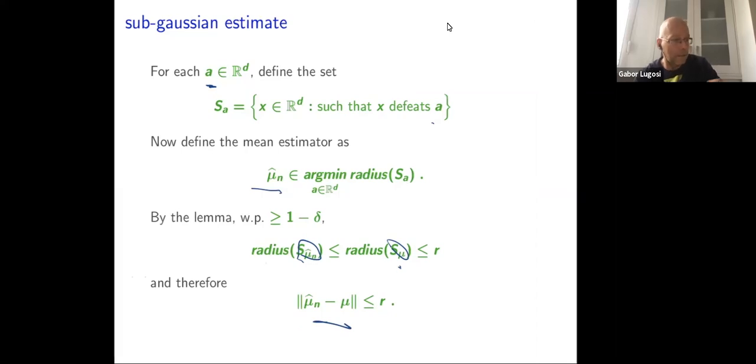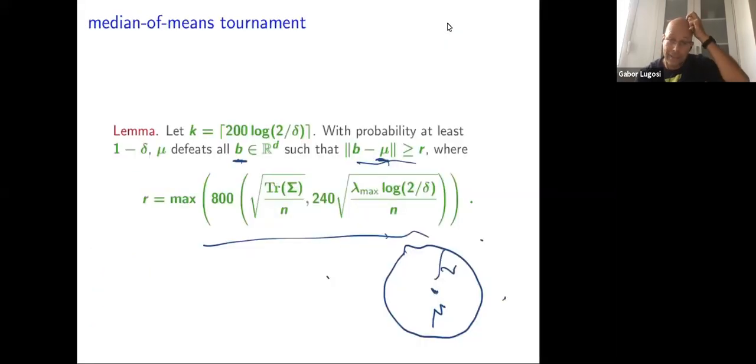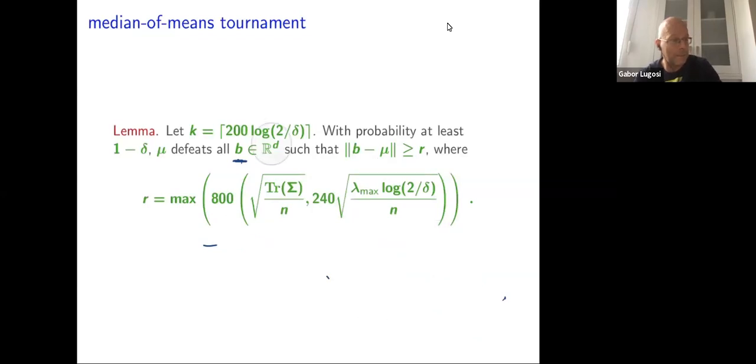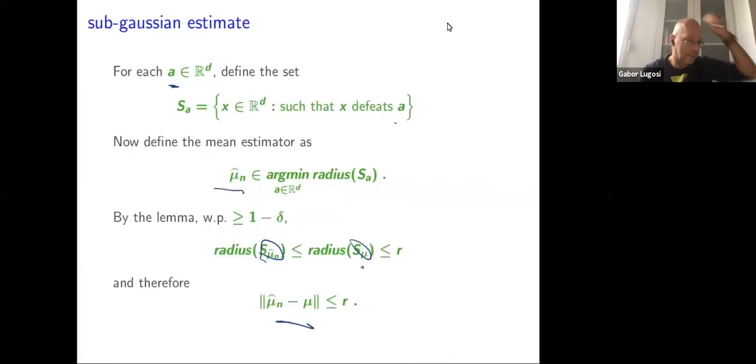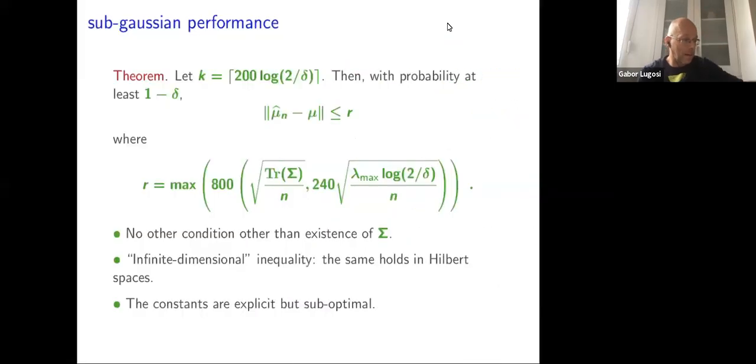So all we need to understand is this technical lemma that says that the mean actually beats every point that is farther than this distance. Okay, right.